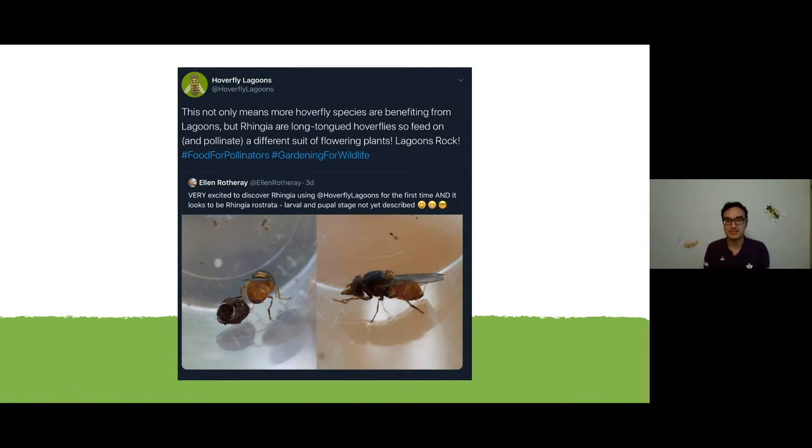We didn't have evidence of where it laid its eggs. But one of these was found emerging from the pupae of someone's hoverfly lagoon. So we found something new about these hoverflies, which is really amazing. And citizen science is great for things like that. Having lots of volunteers all collecting data is a great way to reveal new things.